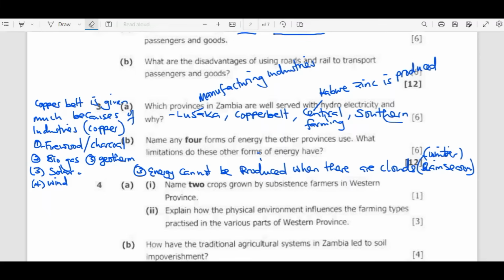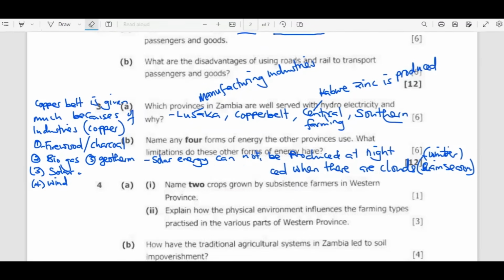So apart from that, the other one that we can look at under solar, we are saying that this cannot be produced at night. So meaning that solar energy cannot be produced at night. So this becomes a challenge. So that is what we mean when we say solar. So let us move to the fourth one there.